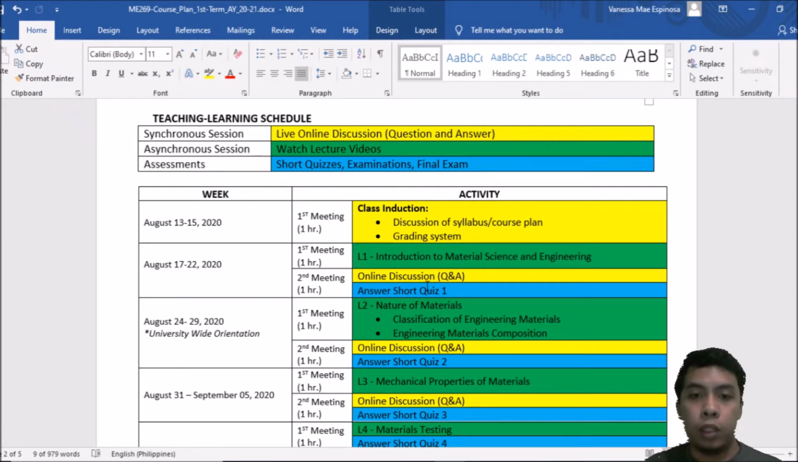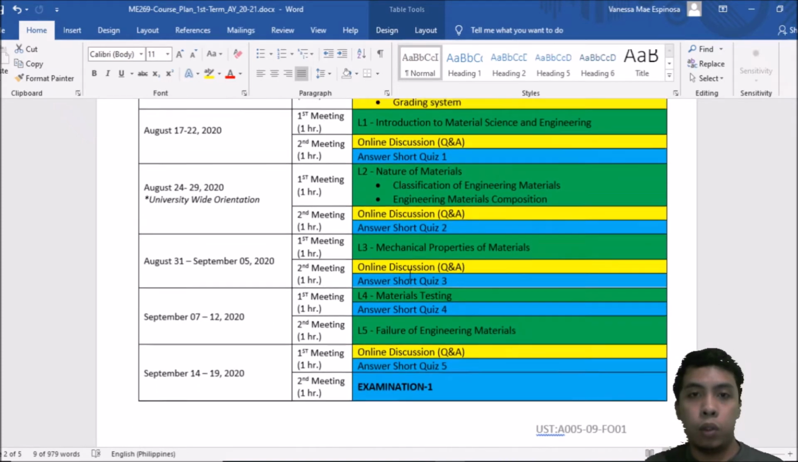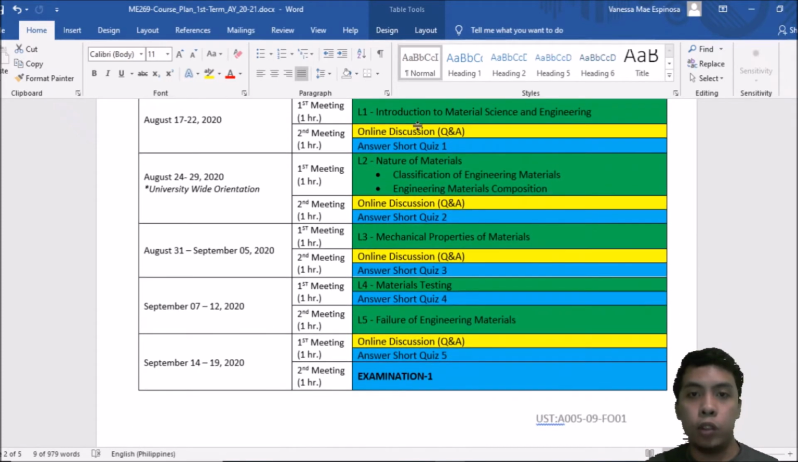Ang purpose ng short quiz na to is first, para malaman ko kung nanonood ba talaga kayo ng aking lecture video, and second, to assess kung ano yung natutunan nyo sa lesson na binigay ko. So, discuss natin kung ano yung mga lesson na included sa ating course. So, of course, we have Introduction to Material Science and Engineering.